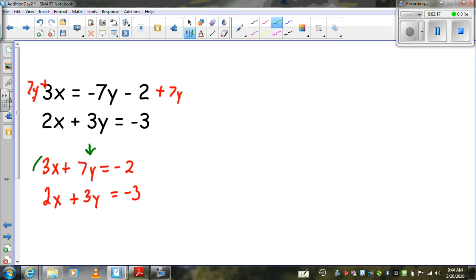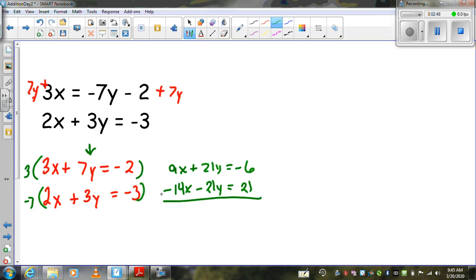So I'm going to make the top one a positive 21y. So I'm going to multiply the top by 3, and that's going to give me 9x plus 21y is equal to negative 6. And if I'm going to make that a positive 21y, then the bottom is going to have to be a negative 21y. So I'm going to multiply that by negative 7, and then I would get negative 14x minus 21y is equal to positive 21. And now I can go ahead and add those two together. And when I do, the y's will cancel.